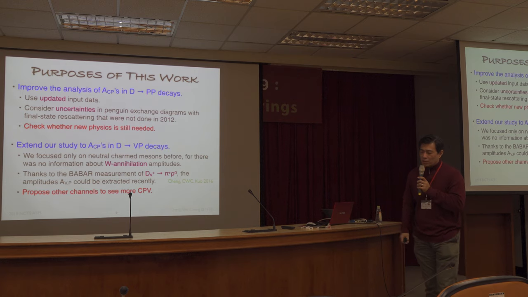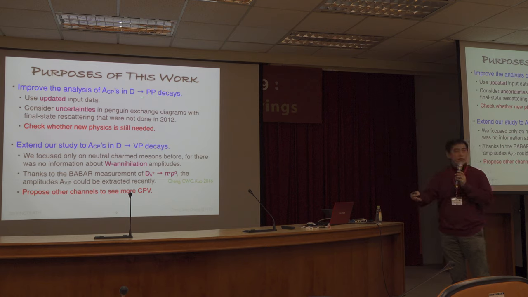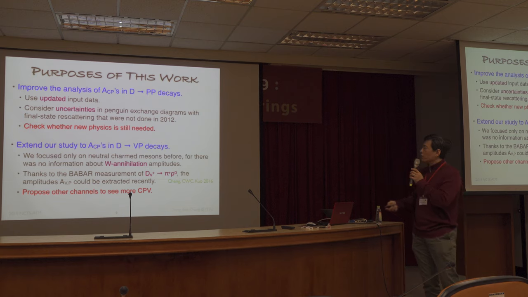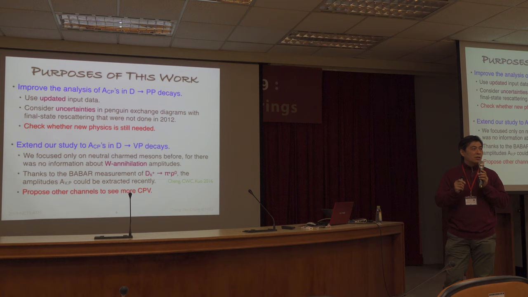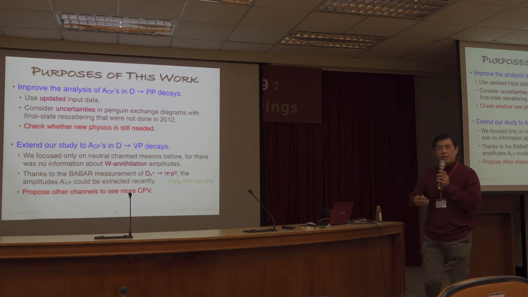So the purposes of this new work are twofold. The first one is that we want to update our analysis of D to PP decays, because after so many years we have new experimental inputs. Also, we include more reliable uncertainties about the penguin exchange diagrams, which we didn't include in the analysis done in 2012. After this, we check whether new physics is still required to explain the observed CP asymmetry. And the second thing is that we want to extend this analysis to D to VP decays.